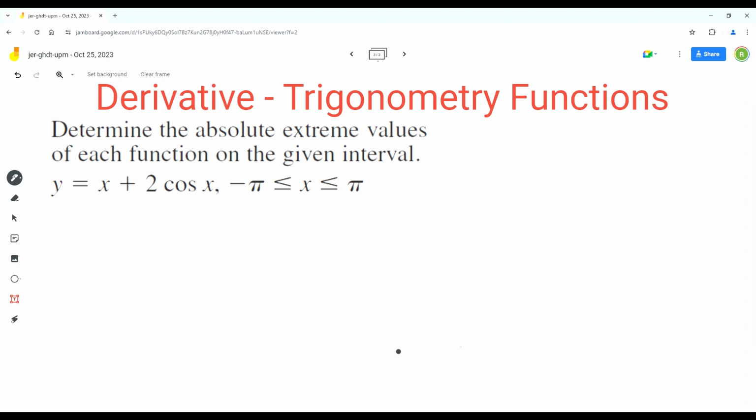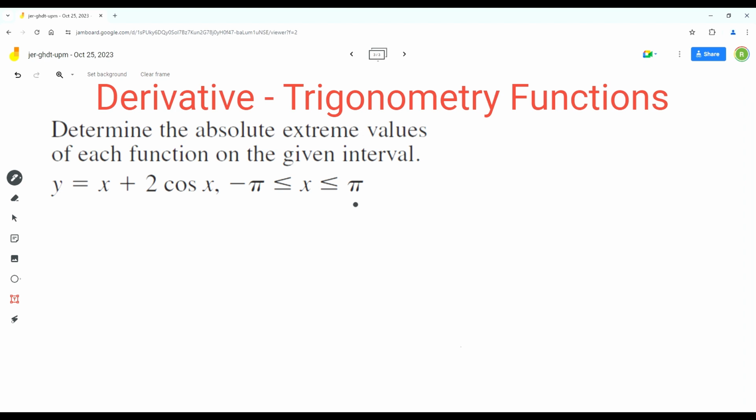So in this video, we'll solve this problem using the concepts of derivatives. We have to find the absolute extreme values of the function on the given interval. The function is y equals x plus 2 cos x, and the interval is from negative pi to positive pi. So we have to find the absolute maximum and absolute minimum values for this function in this given interval.